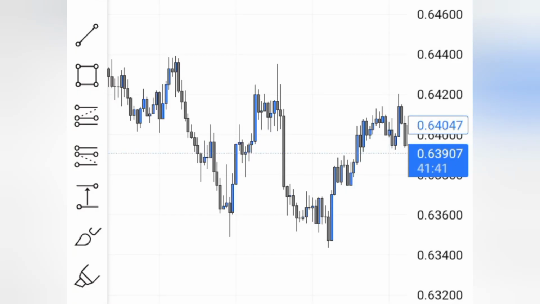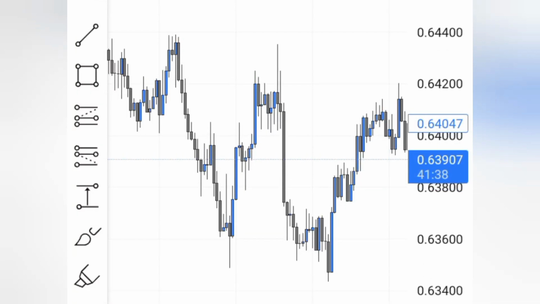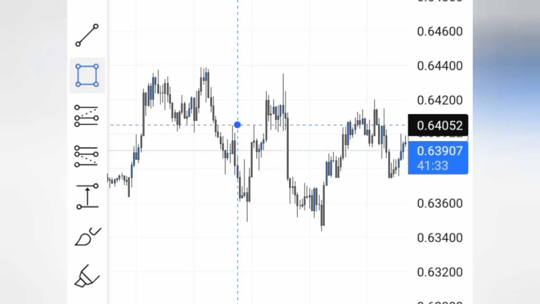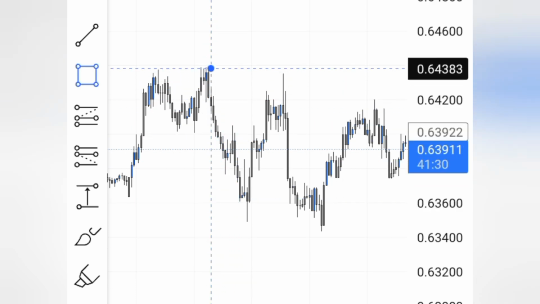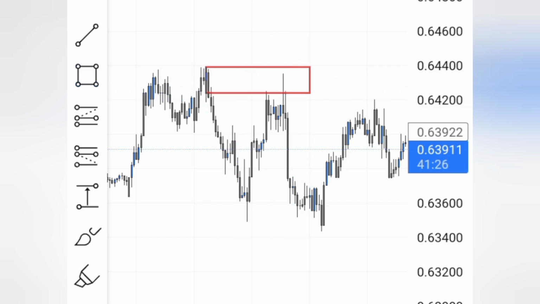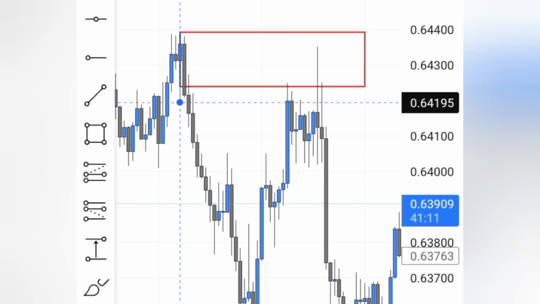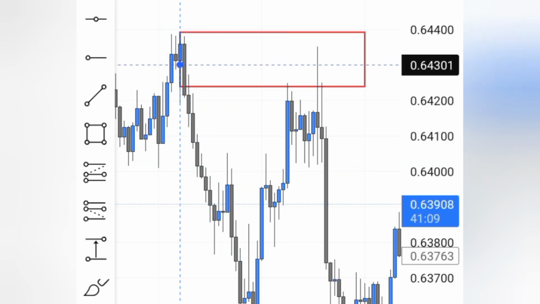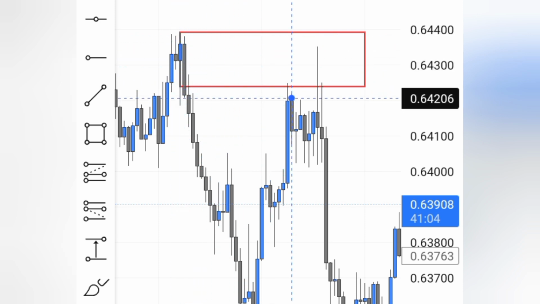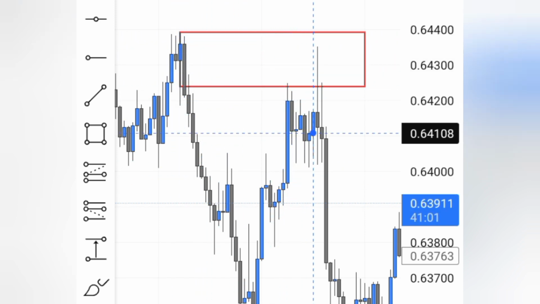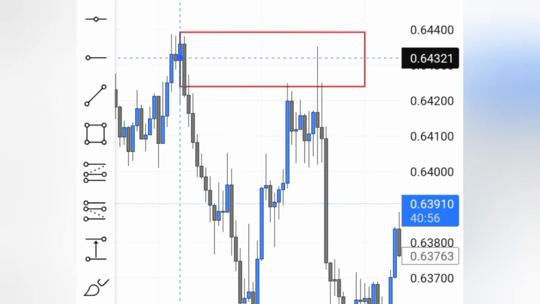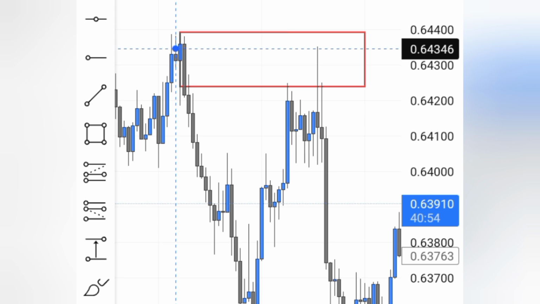Order blocks are left behind after a significant move to either side of the market. For example, this is an order block right here, and this is an order block right here. Why do we take that as an order block? You can see this move right here, and they left some orders behind, in which they would come back in and sell again. This was a bearish move. They left orders. That's why we mark our order block right there.